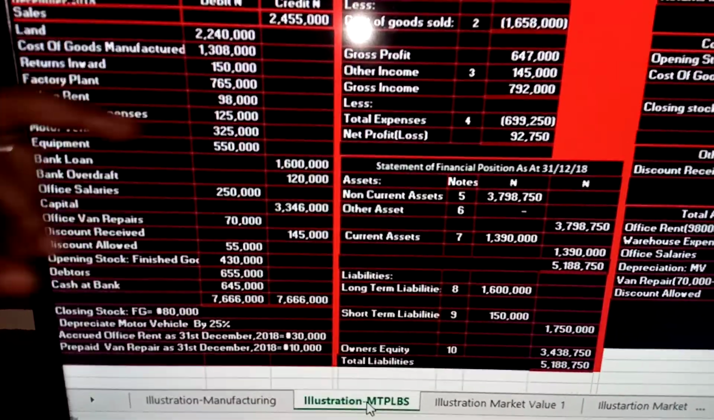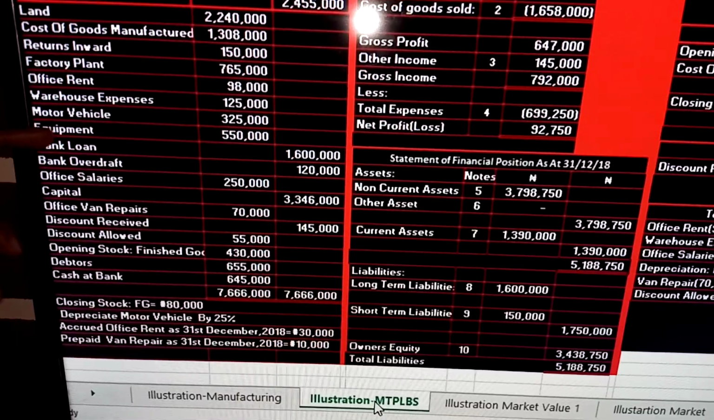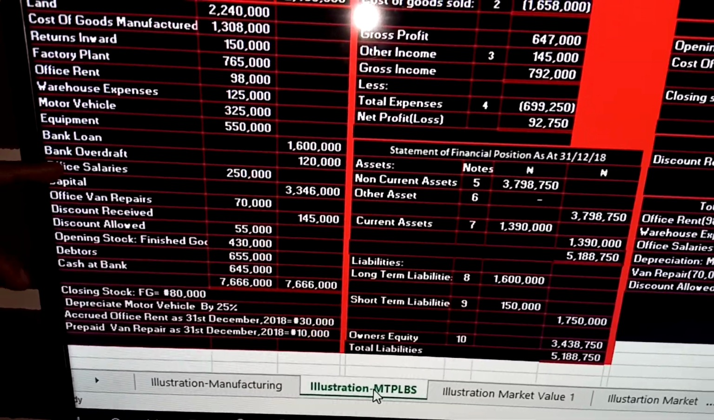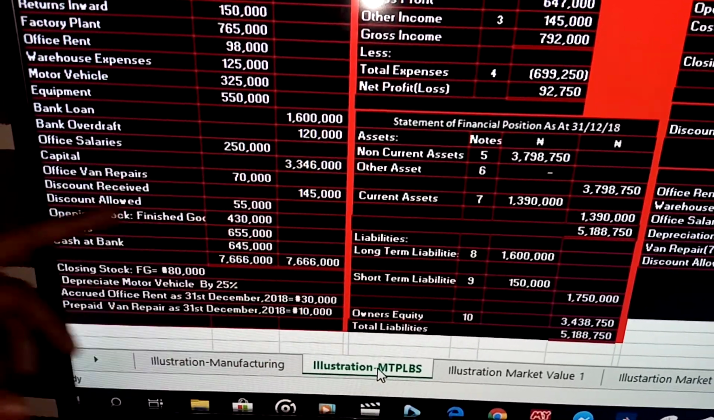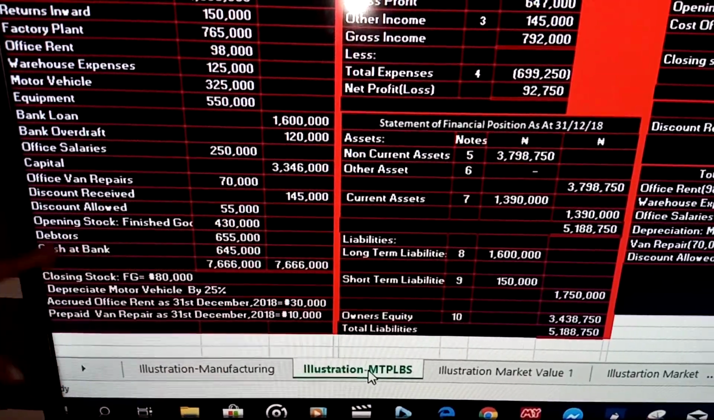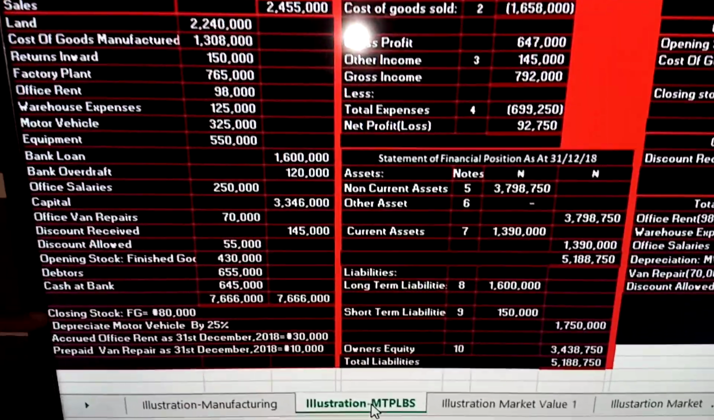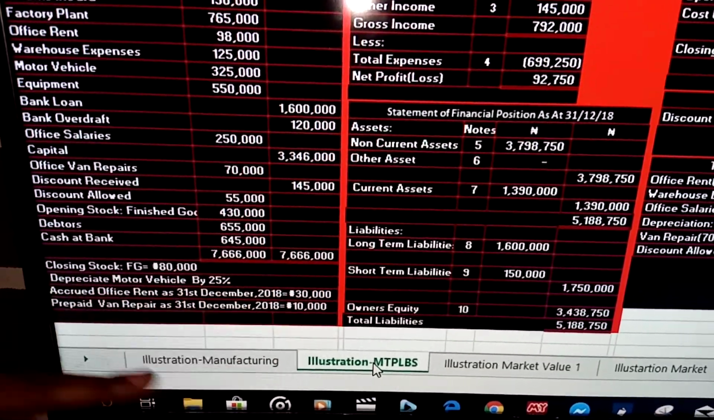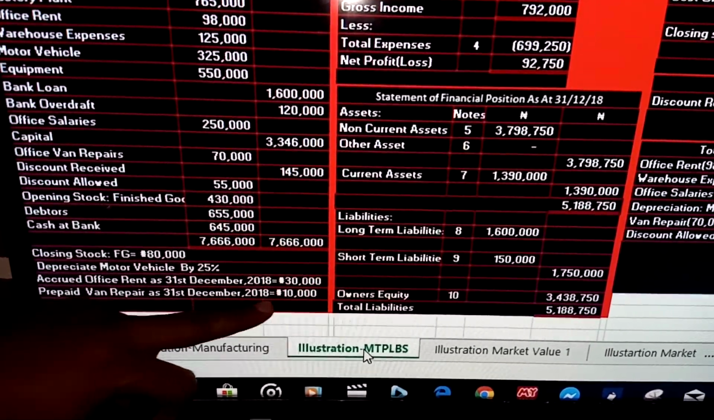We have returns inward, factory plant, office rent, warehouse expense, motor vehicle, equipment, bank loan, bank overdraft. What else? We have office salaries, capital, office van repairs, discount received, discount allowed, opening stock of finished goods, debtors. Then we have cash at bank. You can see it's a trial balance. It has agreed here. Then we have additional information. Closing stock of finished goods 80,000. Depreciate motor vehicle by 25%. Accrued office rent at 31st December 2018 is 30,000. Prepaid van repair at 31st December 2018 is 10,000.